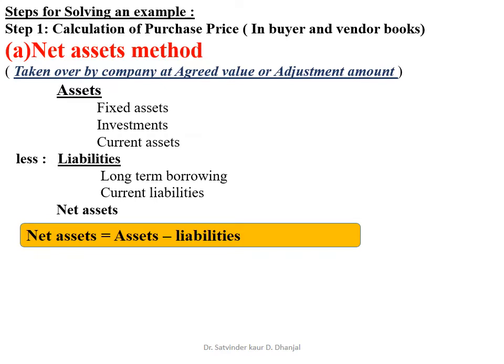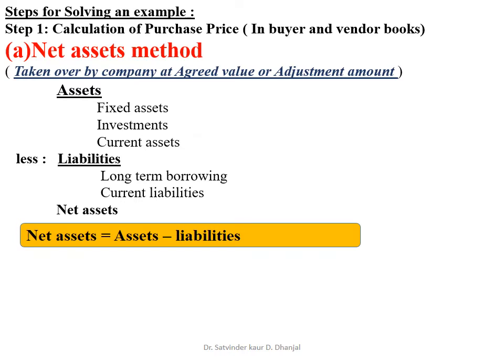Now, the purchase price is calculated on the basis of two methods. The first method is the net asset method. Under this net asset method, net asset is equal to assets minus liabilities. In assets, fixed assets are included, investments are included, and current assets are included. Under liabilities, long term borrowings are included and current liabilities are included.